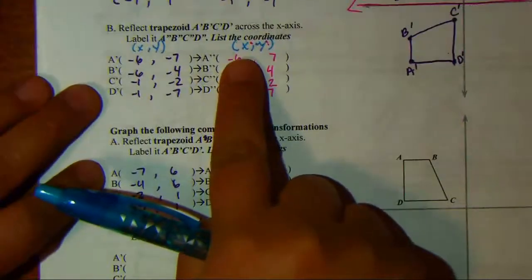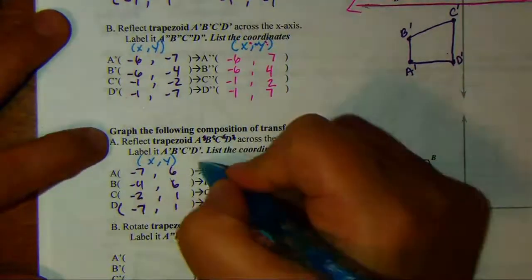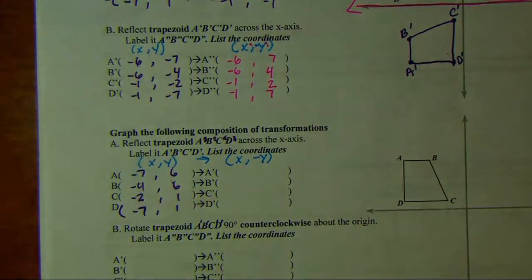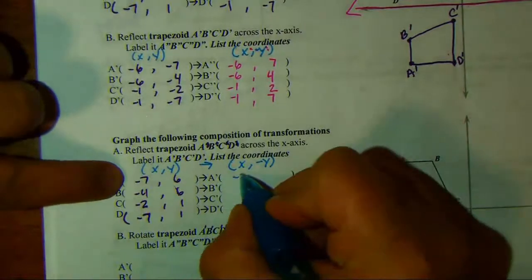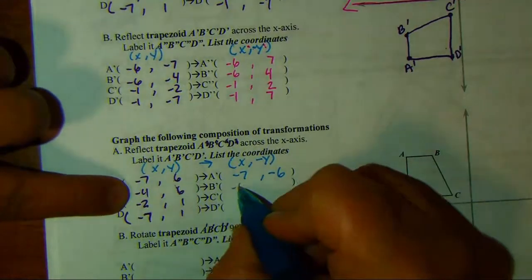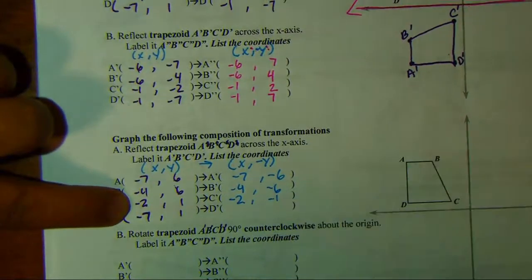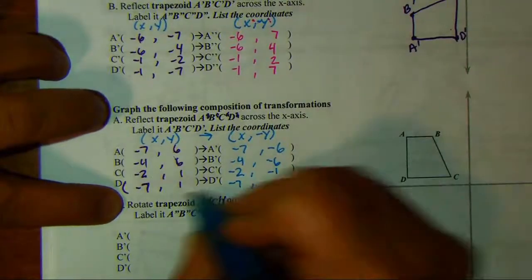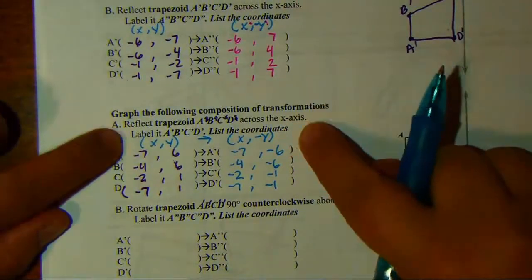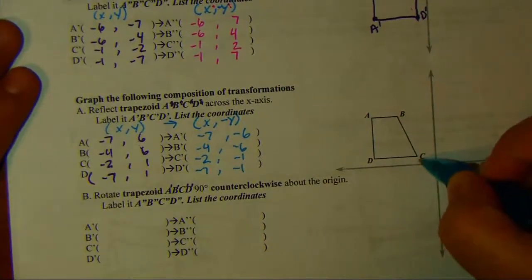The rule doesn't change just because the order changed. My rule is still a reflection across the x-axis means I take my point and I change the sign of my y. I have (-7, -6) now. I change the sign of my y. (-4, +6) becomes (-4, -6). (-2, +1) becomes (-2, -1). (-7, +1) becomes (-7, -1). So all I did was use the rule for a reflection across the x-axis to get my new coordinates. Okay, so that's going to get me my points here.